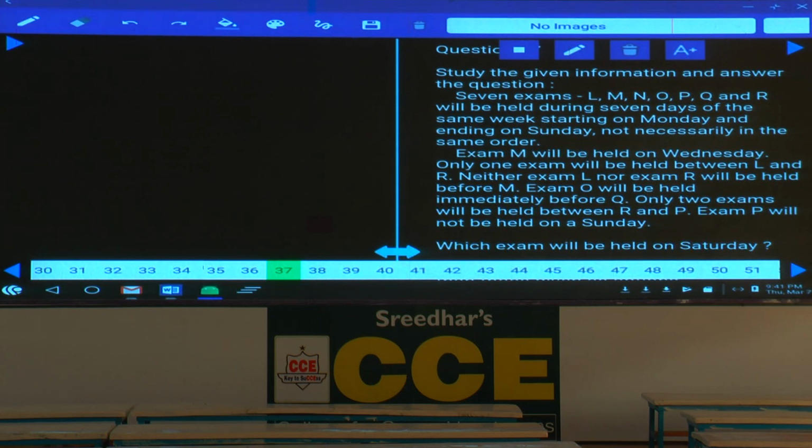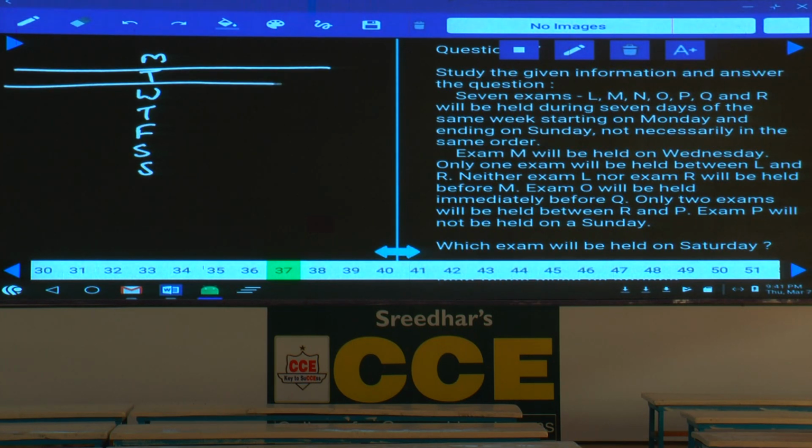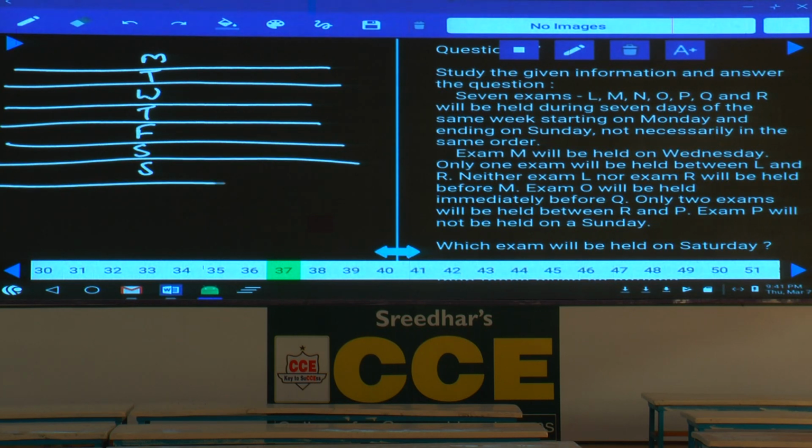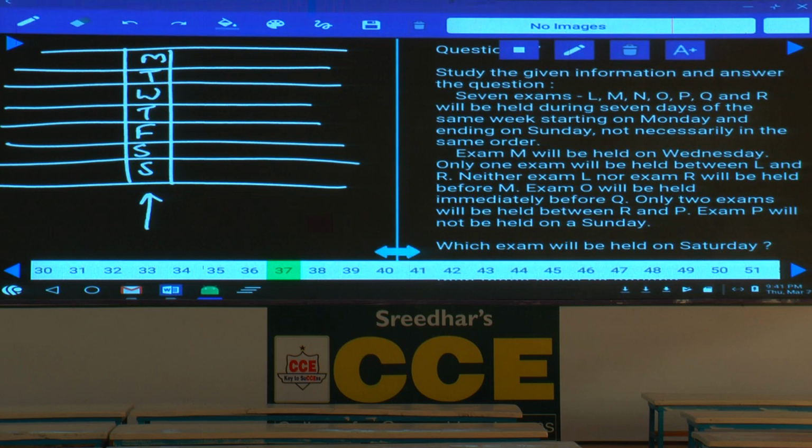Now in this 37 to 40, these 4 questions are based on comparison. 7 examinations L, M, N, O, P, Q, R were held during 7 days of the same week, starting from Monday, Tuesday, Wednesday, Thursday, Friday, Saturday and Sunday, and in total 7 days, isn't it? 7 days and 7 different examinations were held on these 7 different days. Then condition number 1, whenever these dates, months and floors are given, always fix them at the center, draw the lines like this, wherein we can work out 2 possibilities simultaneously.